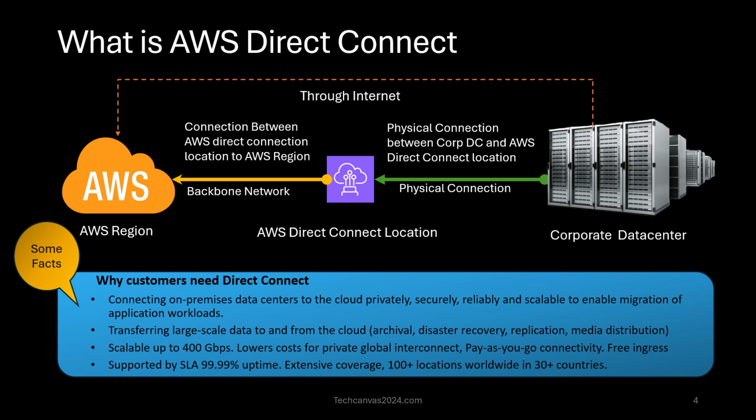So why do customers need Direct Connect? Connecting on-premises data centers to the cloud privately, securely, reliably, and scalably to enable migration of application workloads. Transferring large scale data to and from the cloud for the purpose of archival, disaster recovery, replication, and media distribution. It scales up to 400 Gbps at certain locations. Lower cost for private global connectivity, pay-as-you-go, free ingress. It supports an SLA of 99.99% uptime, with extensive coverage, 100 plus locations worldwide in 30 plus countries.